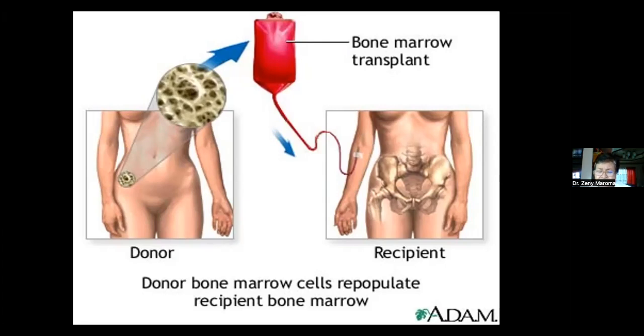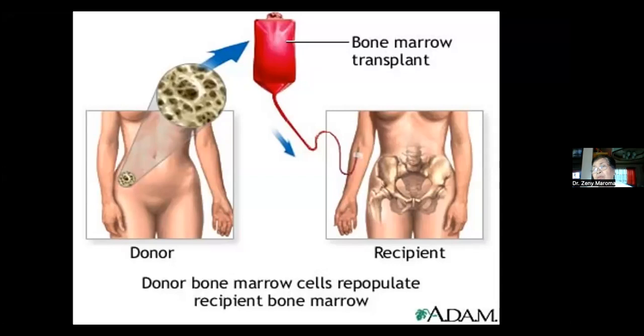Kailangan may match HLA typing. HLA is human leukocyte antigen. No? So kinakailangan ay match sila. And usually, the sibling is matched. No? They have a 50% chance na match sila.